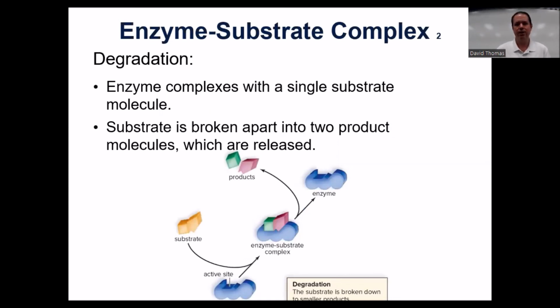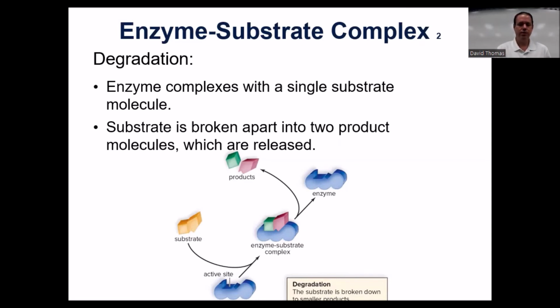The first one is degradation, which means you're breaking down something. You've got a single substrate, a single molecule that's going to be a reactant. It binds to the active site. It forms the enzyme-substrate complex. It changes shape a little bit, and then your substrate is released into the products. Okay, so degradation, you start out with a single molecule, and you come out with more than one product there.